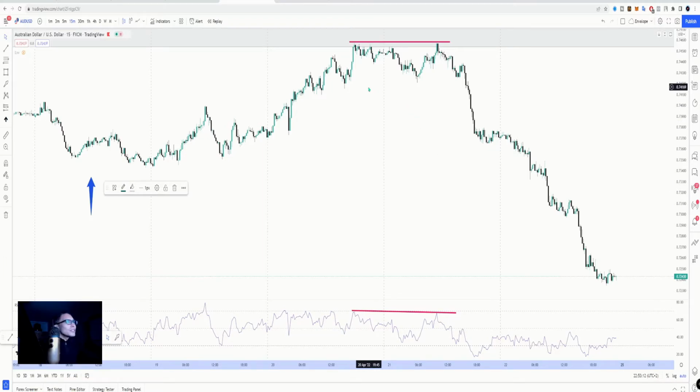This one, the divergence isn't there, but look, it's a valid entry as per the rules of this strategy. So you could have done this. You can see a lot of points there on this one.